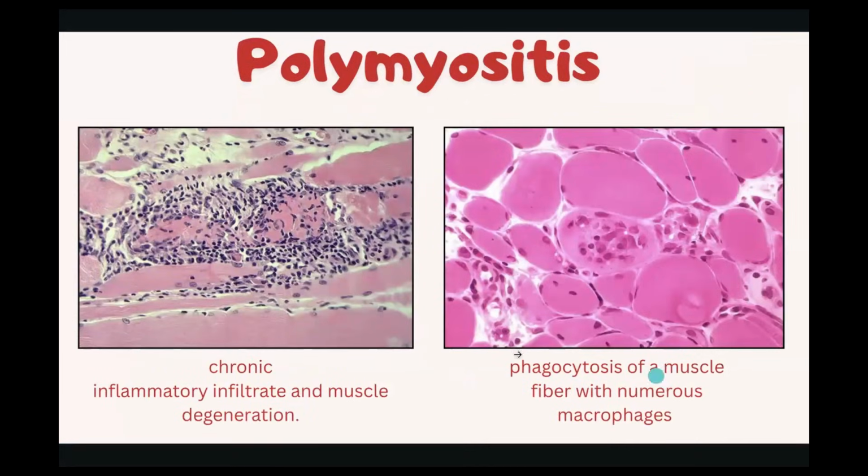So here, as you can see, this picture is from your patho lecture, you guys. As you can see, there's a chronic inflammatory infiltrate and muscle degeneration. Over here, you can see how there is a phagocytosis of a muscle fiber with numerous macrophages. So just memorize the picture in case they bring it beside the scenario. It's easier to answer this way.